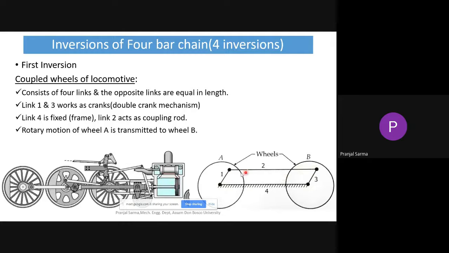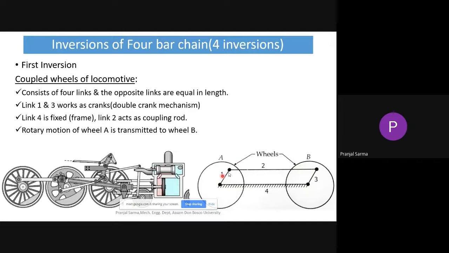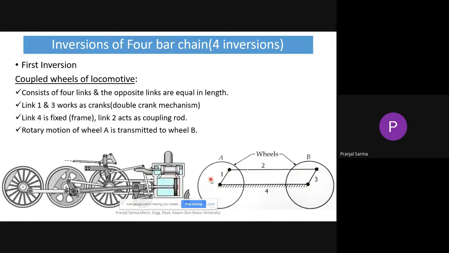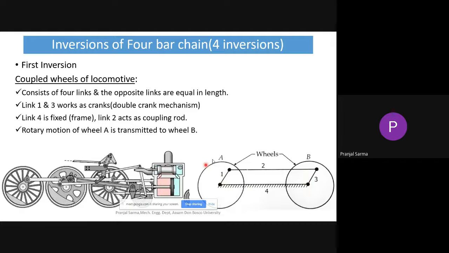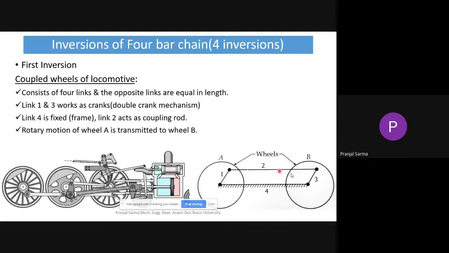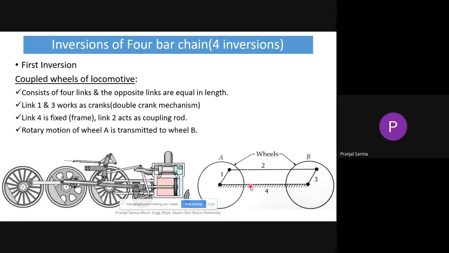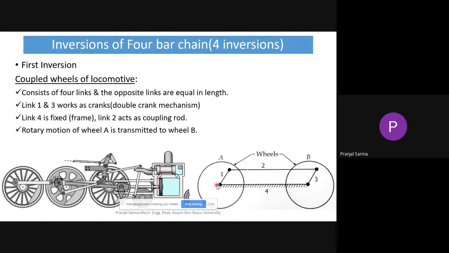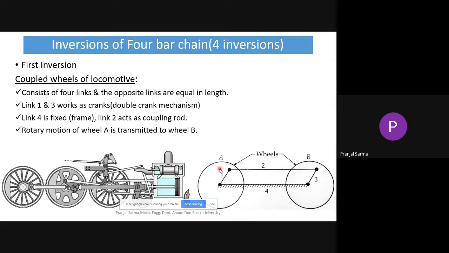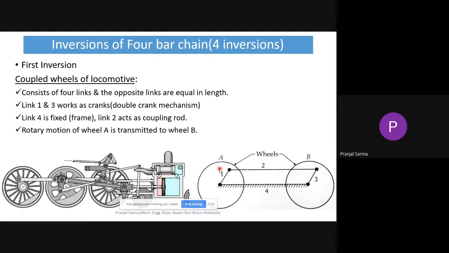coupling rod. Because of that, due to the motion of this particular wheel A, this is wheel A, this is wheel B, the rotary motion of wheel A gets transmitted to wheel B, and along with the motion of wheel A, wheel B also is moving.